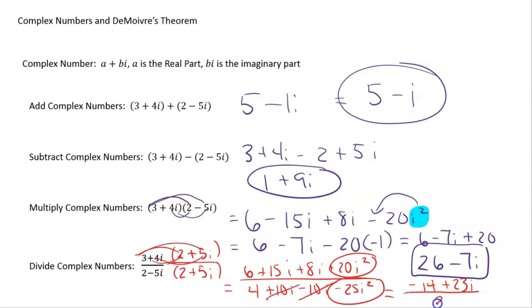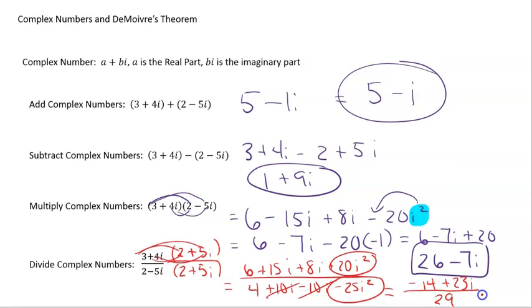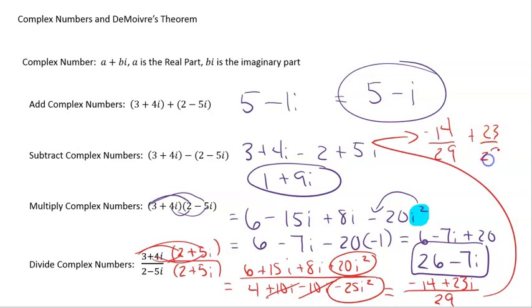Plus 4 is 29. Now, to be truly in standard form of a complex number, I've run out of space, so I'm scooting up here to the top. I'd write that as negative 14/29 plus 23/29 i. And that is that. So this is review, but I just wanted to review operations with complex numbers to help you think about what we have to do in this section.